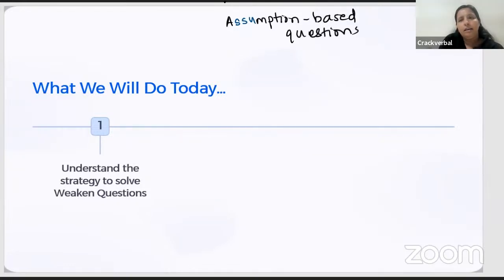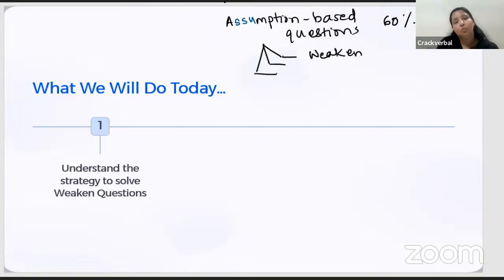In this category of questions you have various types, one of which is the weaken the argument question. A good 60% of the critical reasoning questions you will get in the exam are assumption-based questions, and weaken the argument questions are the most commonly seen. A lot of people struggle with this question type, which is exactly why I have chosen to tackle it.